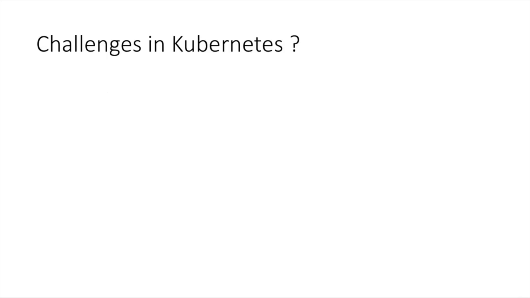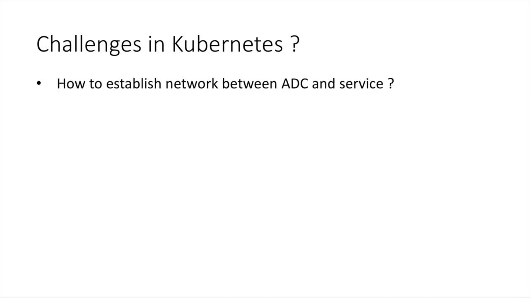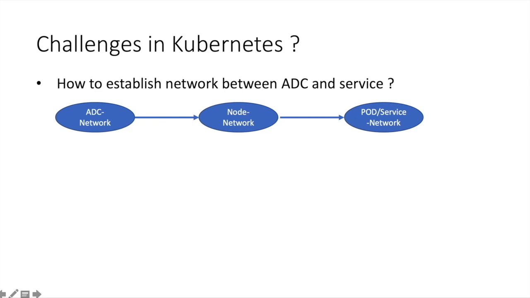What are the challenges in Kubernetes? The biggest challenge in Kubernetes is how to establish a network connection between the ADC and the service. If you notice here, there are three levels of network involved: the ADC network, the node network, which is for the Kubernetes cluster management, and the pod network, which is for the actual application. When a request comes to the ADC, it comes to the ADC network. Then we have to carry this ADC network or the public IP till the pod network where the actual application is running. So this is very challenging in a Kubernetes environment.